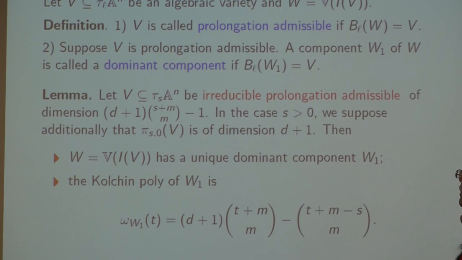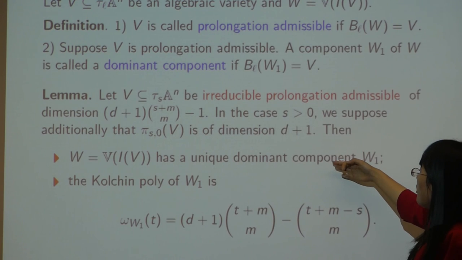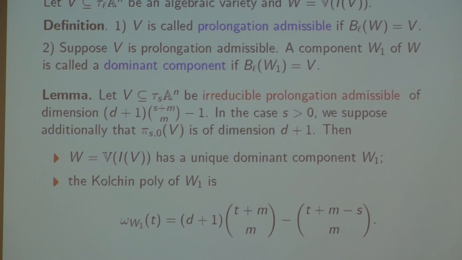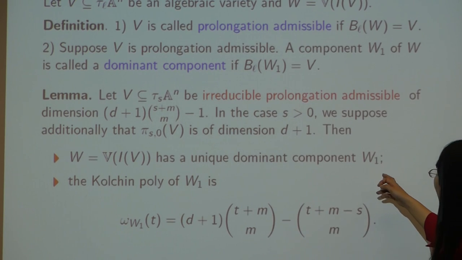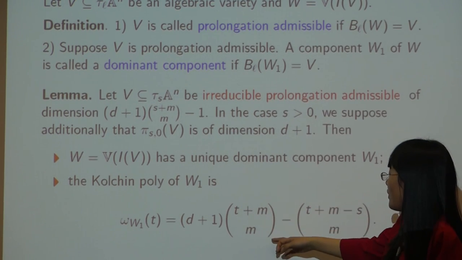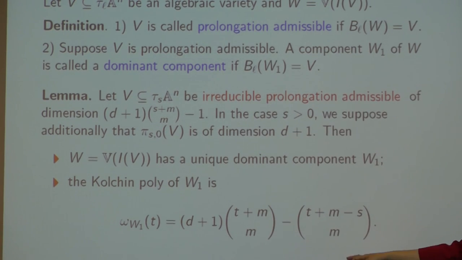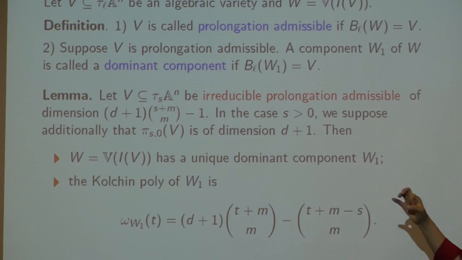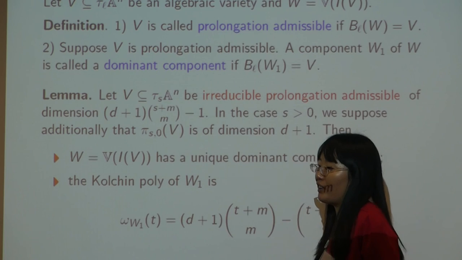This lemma gives an intrinsic property of irreducible prolongation of irreducible varieties. It says if V is an irreducible prolongation of irreducible of this form, and in the case F is greater than zero, we mean the projection of V to be of genus B plus 1. If the irreducible variety V satisfies these conditions, then this theorem shows that it has a unique dominant component. And the unique dominant component W should be of this form. The Kolchin polynomial should be of this form. This is just what we need. So here we give a condition when the algebraic variety can uniquely determine a differential variety of the Kolchin polynomial as desired.